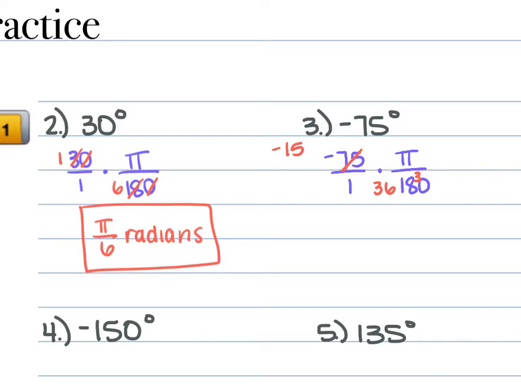So now we have negative 15 and 36. These are both divisible by 3, so we're going to turn the negative 15 to a 5 and the 36 into a 12. So this is going to be negative 5 pi over 12 radians.